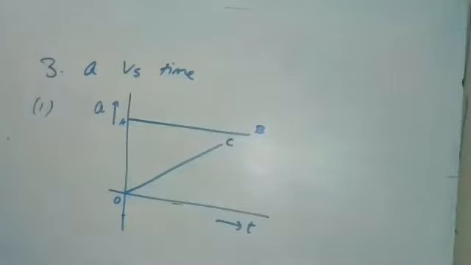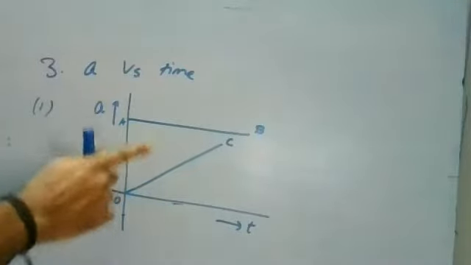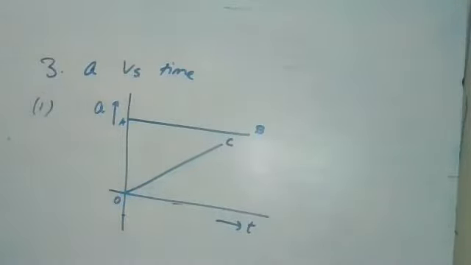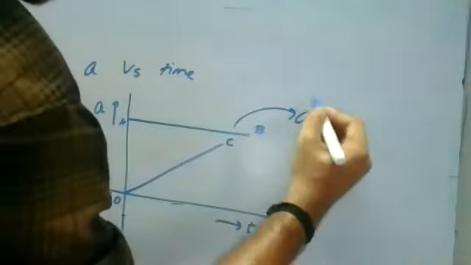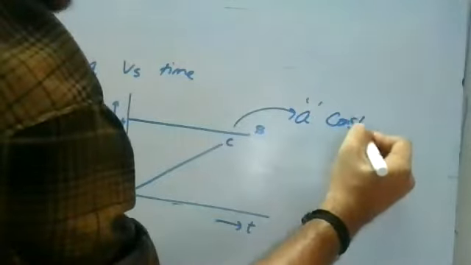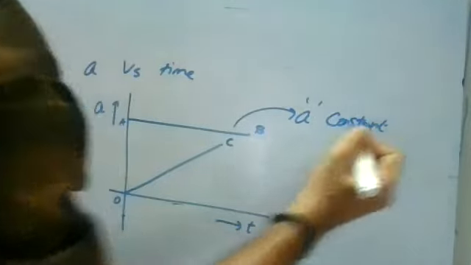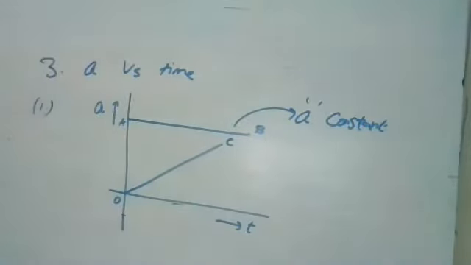When the graph is a straight line parallel to the time axis, then the acceleration is constant. The acceleration is constant.